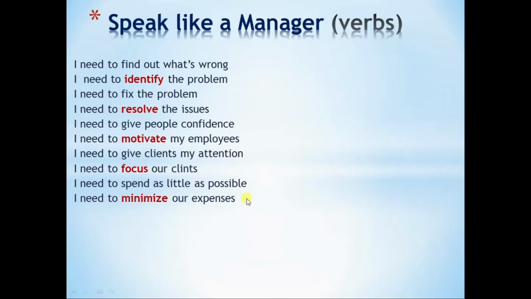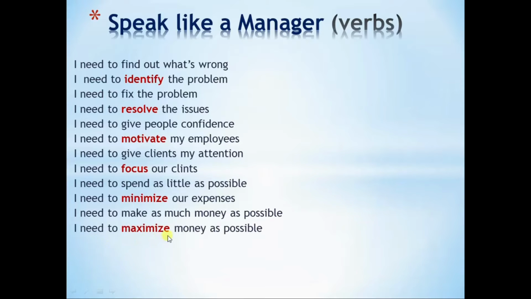You can minimize. Okay. Next is I need to make as much money as possible. So what's a good verb for that? I need to maximize money as much as possible. Or I need to maximize our earnings. Earnings means the money that you make. Next, I need to get more work. So instead of saying get more work, we can say we need to generate more business. More business means to create more business. Instead of saying get more work, which sounds very ordinary, we generate more business. We need to create more business.